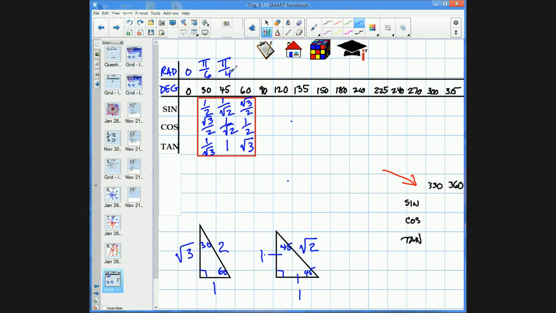45 was pi over 4. 60 is pi over 3. 90 is pi over 2. Then 120 is really what? Double 60 degrees. So if 60 is pi over 3, isn't 120 2 pi over 3?